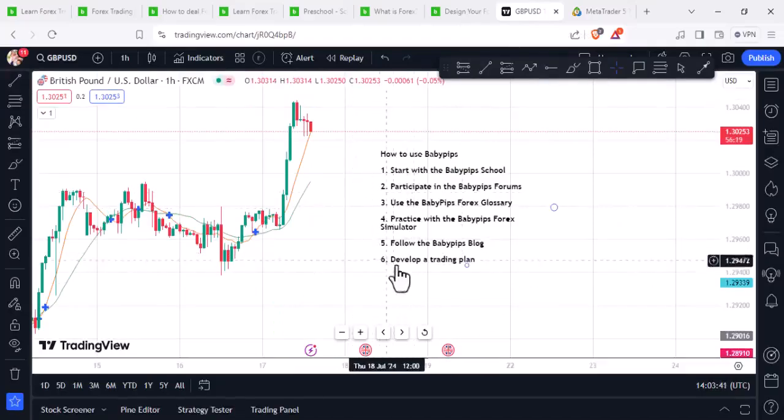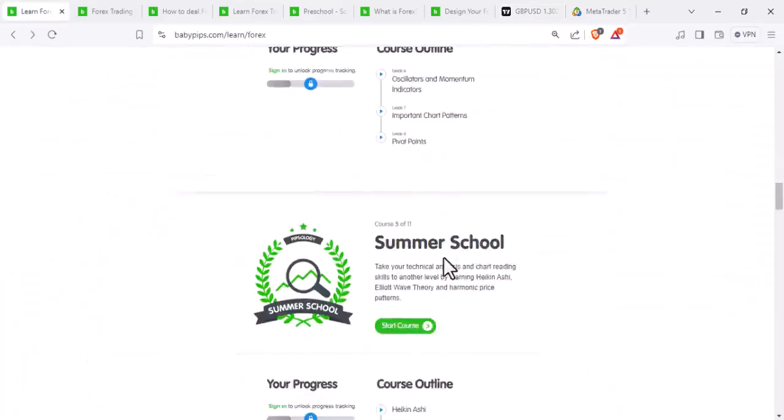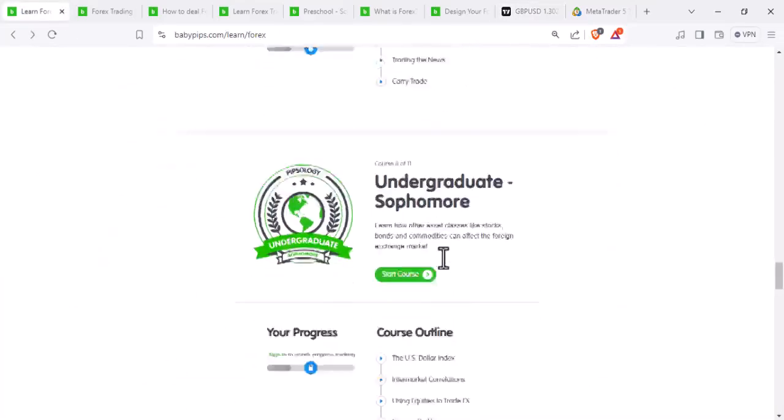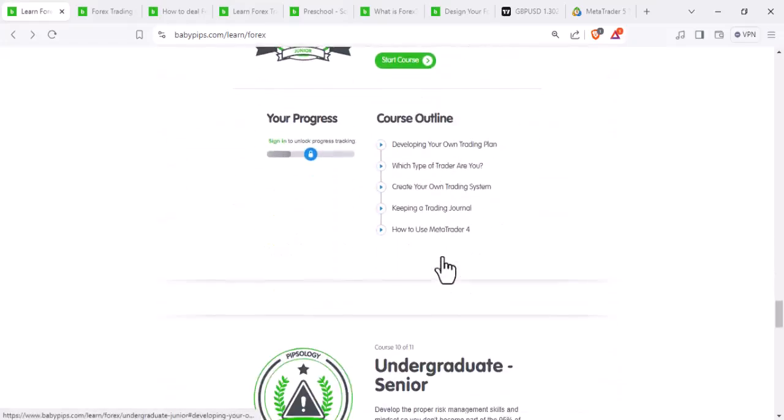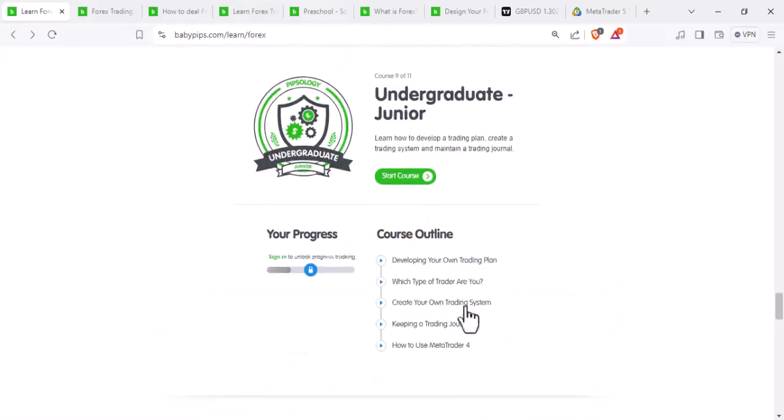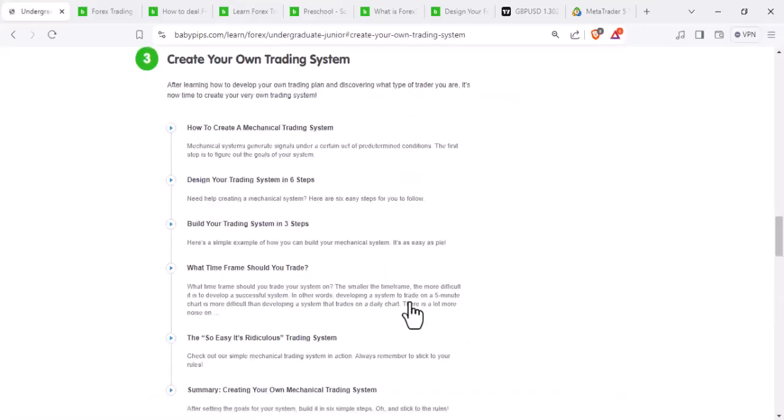So the 6th point is develop a trading plan. So on your own, you'll be able to develop a trading plan. I promise you that. In course, what course is that? Let me help you out, figure it out. Yeah, in course 9 of 11, it says create your own trading plan. So you see, if you do not go through the course, you will not even know that you'll be able to create a trading plan of your own that will suit your personality, suit your trading style, suit your time, and suit the kind of trader that you are.